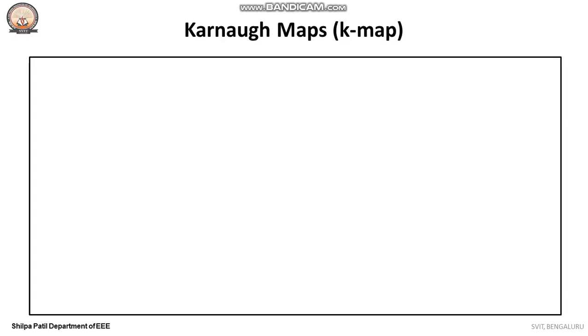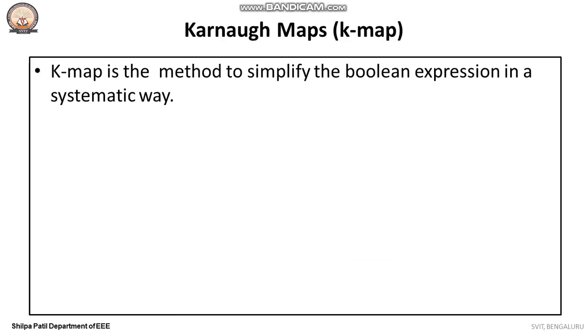K-map is one such method, which solves the Boolean expression in a schematic way. We have other methods also, like the Quine-McCluskey method and the map entered variable method, which we are going to discuss in the further lectures.